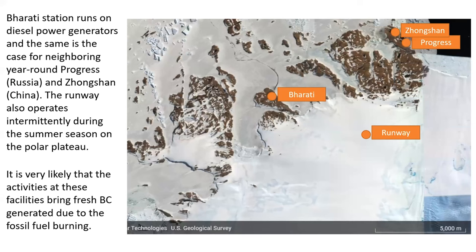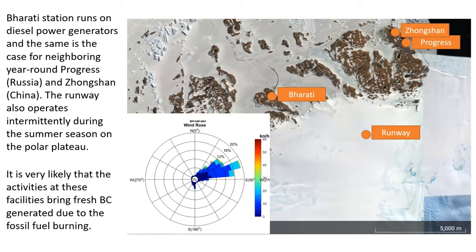What we see here is that at Larsemann Hills, where Bharti station is located, there are two more stations, of China and Russia: Zhongshan and Progress. We see the predominant wind direction looks like this. This is one year of data from the automatic weather station at Bharti. During the predominant wind direction, mostly the exhaust from Zhongshan and Progress might be reaching Bharti. Also, the summer facility runway, which operates intermittently, generates a lot of black carbon due to fossil fuel burning.